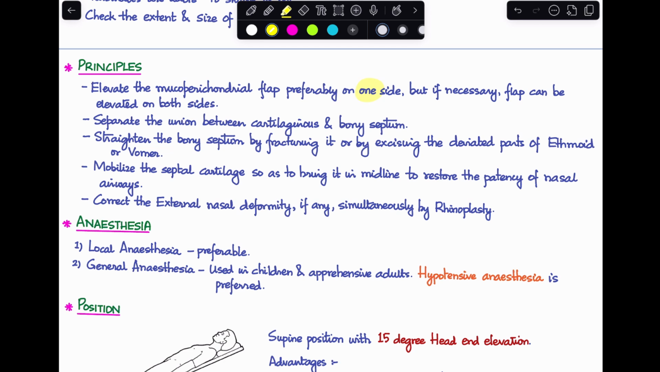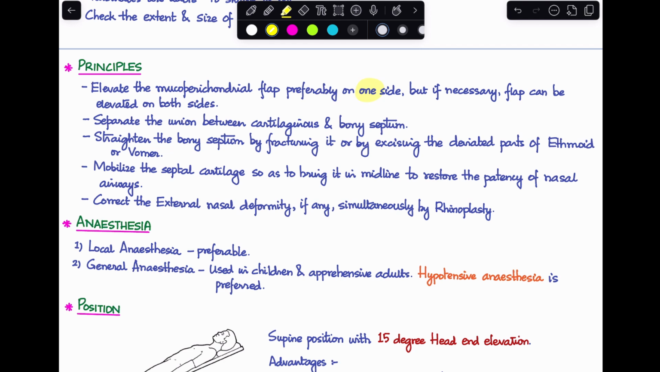and it is preferable that you elevate the flap only on one side. Second is, you have to separate the union between the cartilaginous and the bony septum. I'll discuss this in the steps below. Then you have to straighten the bony septum by either fracturing it or excising the deviated parts of the ethmoid or the vomer part of the nasal bone.